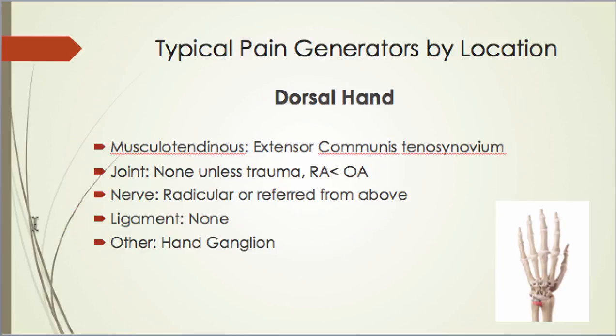All right, dorsal hand, the tenosynovial issues we already talked about, swelling in the back of the hand. It's really not a problem with a joint in the back of the hand, unless there's trauma or rheumatoid arthritis or osteoarthritis. Nerve, can get radicular pain from above in what distribution? Is it C5, C6, C7, or C8? All right, there's really no ligament problem there unless, again, there's trauma and we can have ganglion in the hand.